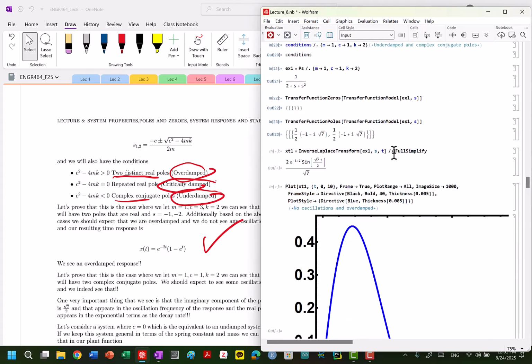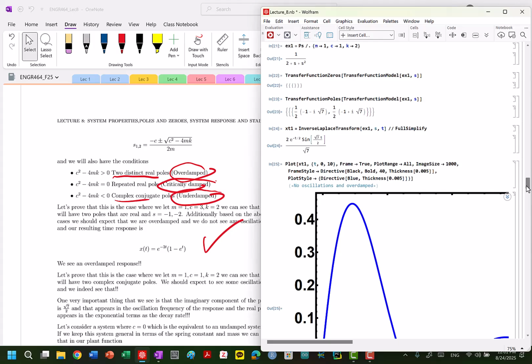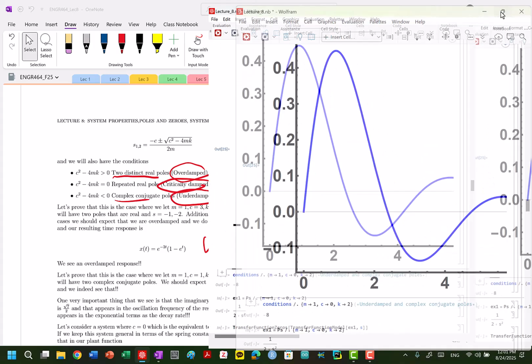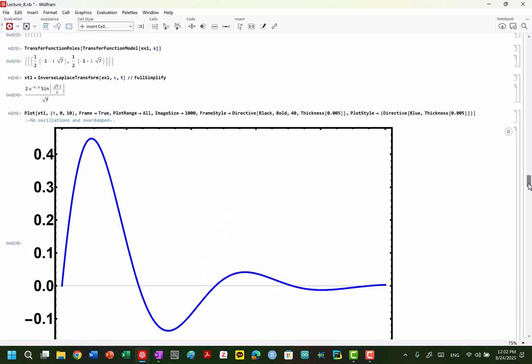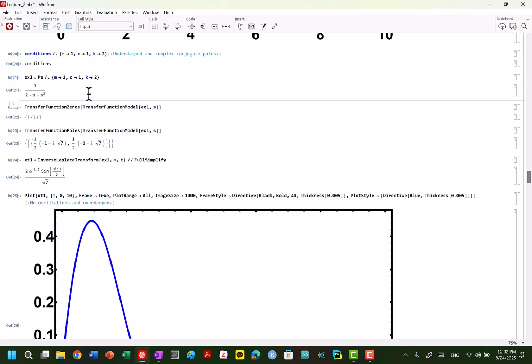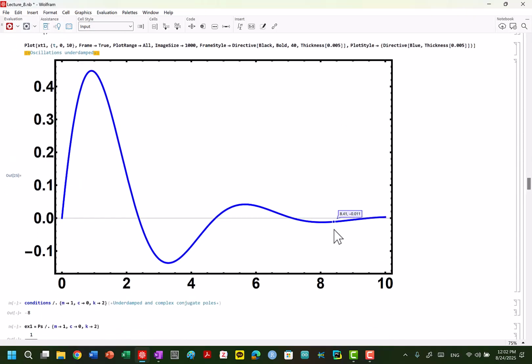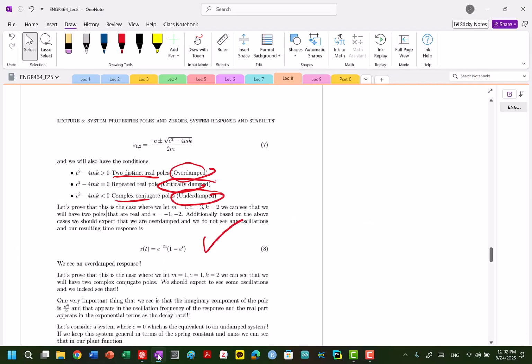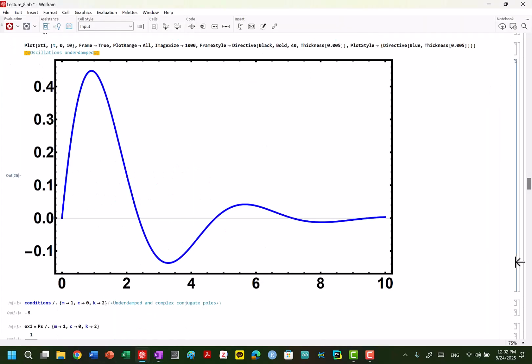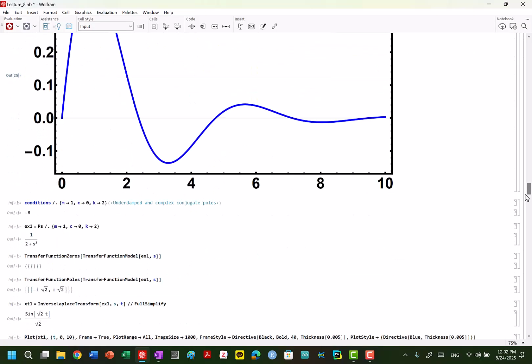If we take the inverse Laplace transform, before, we saw no oscillations, overdamped. Now we do see oscillations. Did I run this one? This one, yes. So, yes, oscillations, underdamped. So you see essentially the oscillations that are occurring in that system. And that's for, let's double check, m equals 1, c equals 1, k equals 2, and we can see that right here. Fantastic.